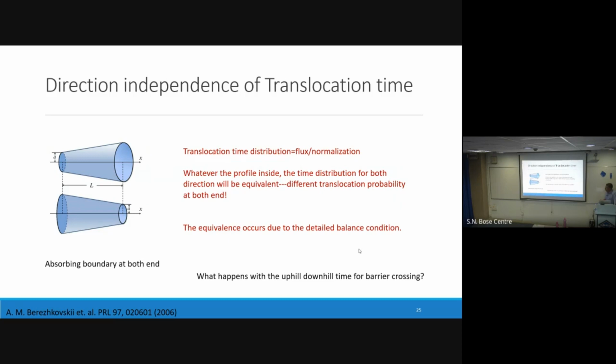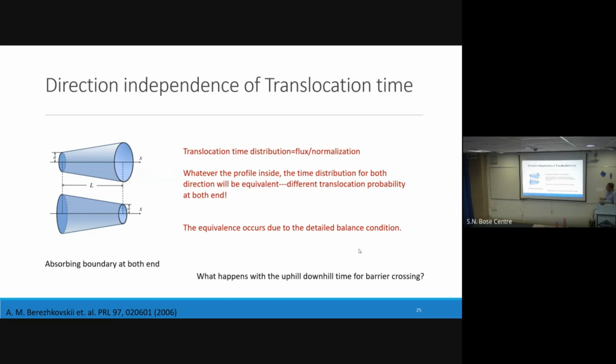this group by Berezovsky et al. observed that whatever the profile inside of this tube, or if there is no potential at all inside, one can get equal time for going from left to right or from right to left. So whatever the profile inside, you can get equivalent times for both passes, both cases.